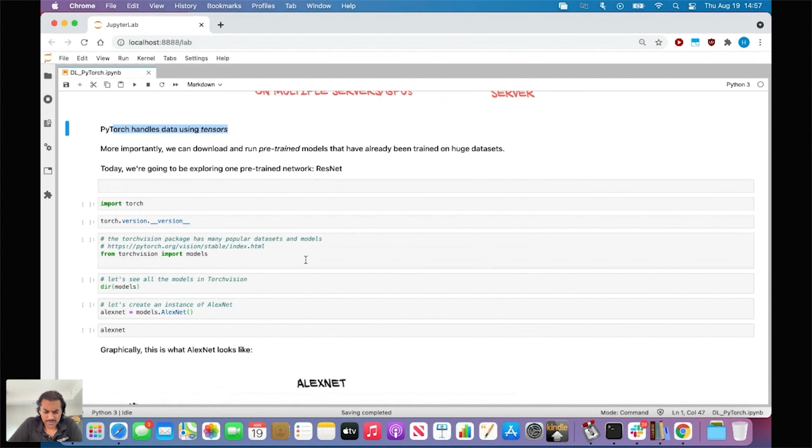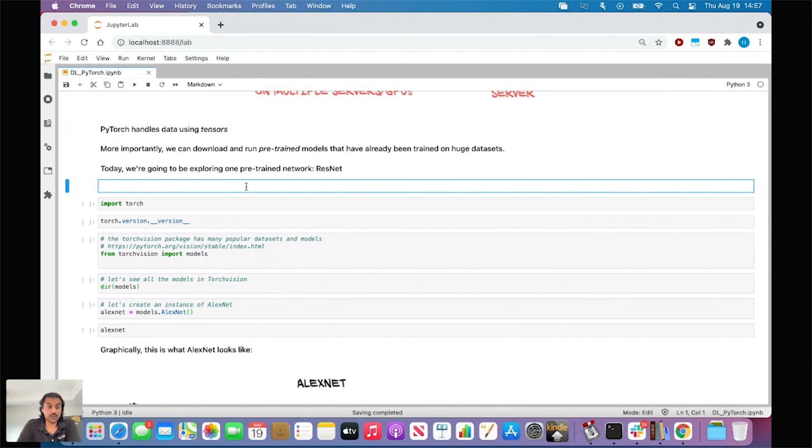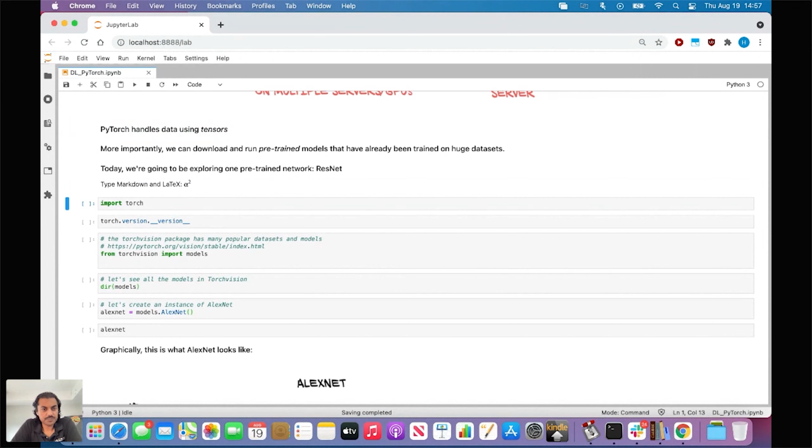I will include some links about ResNet here after this is over. Rest assured, it's a very popular pre-trained network, and it's a very good one. So here, let's go through this example.